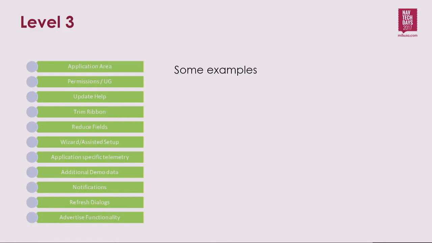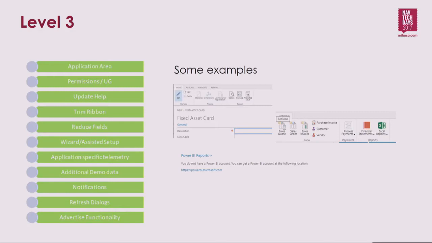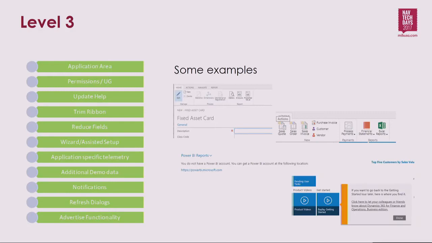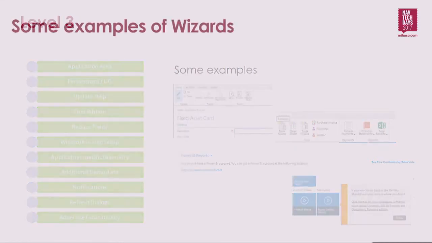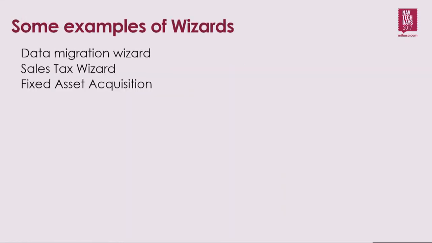So level 3, adding more guidance for the user, like assisted setup or wizards. There are also some examples here, like from fixed assets, where we reduced the fields, ribbon simplifications, as I mentioned, more guidance, direct links for users on the role center. We also introduced things like tours, for instance, that help guide users to get started with the system. I also want to show some of the assisted setup or wizard examples.